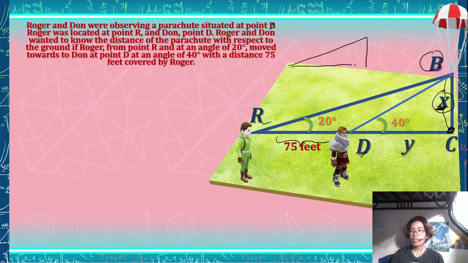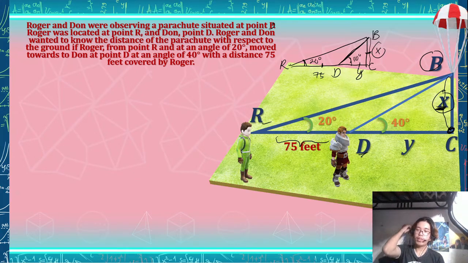We're going to be using angles of elevation and depression, as well as the application of the trigonometric ratios. If we try to draw it again on a much simpler scale, we have here Roger, Don, the ground, and the parachute. This angle measures 20 degrees, this angle measures 40 degrees, and side RD measures 75 feet. So how can we find the measurement of x, the distance between points B and C, given y here for this problem?